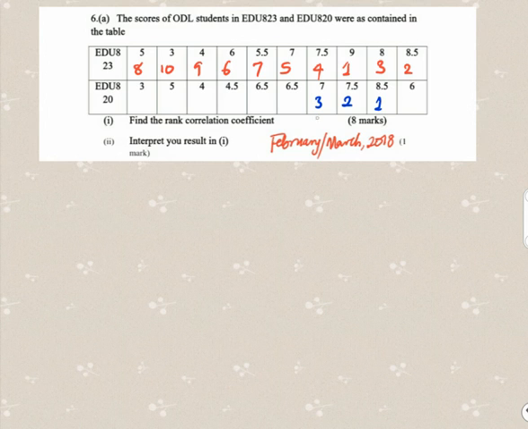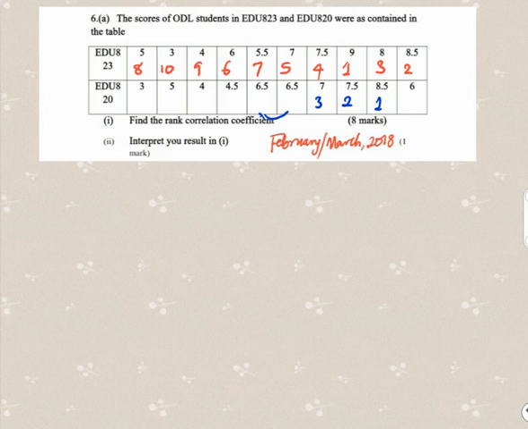Then the next highest is going to take fourth, but we have a tie here. Since there is a tie, we have 6.5 and 6.5 for both. What we're going to do is take the mean or the average of the ranks that are supposed to be assigned to these two scores. So they are supposed to take fourth and fifth position.